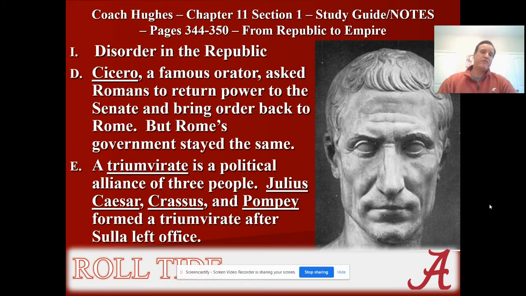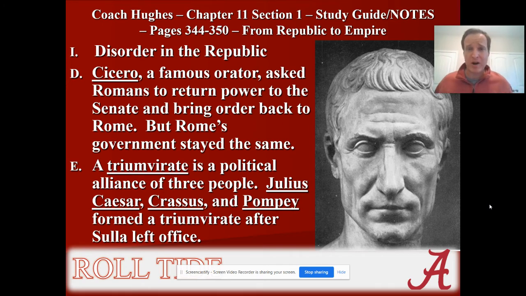So Cicero, a famous orator, a public speaker, if you would, asked Romans to return power to the Senate and bring order back to Rome. And remember who was in charge of the Senate? It was the elite, it was the patricians. But do they have a say, a voice? You did have some plebeians that entered into the government, but not in the role of senator, really, to some degree. But Rome's government stayed the same.